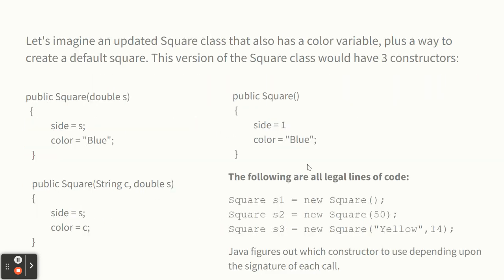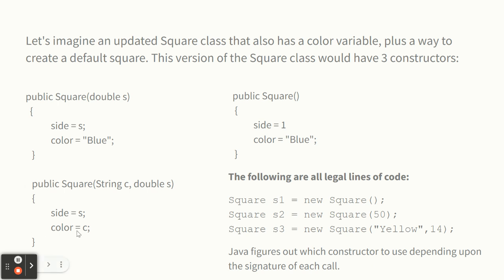So I'll give you an example of that. Here are three different possible Square constructors. We just had the first one where we sent over a double, but let's imagine the Square class also had a color variable for what color the square was. If that's the case, you could have all three of these different constructors. This one makes the square the size you asked, and then always makes it blue. So if I want a blue square, I'm just going to send over the size. I don't have to say also blue.